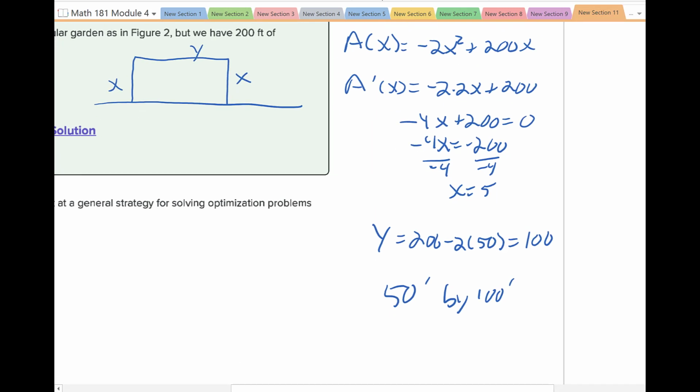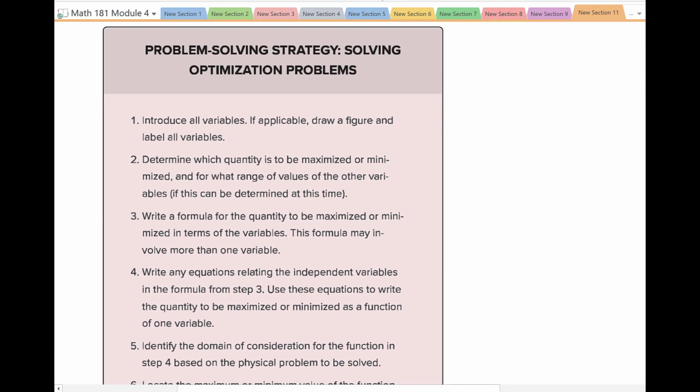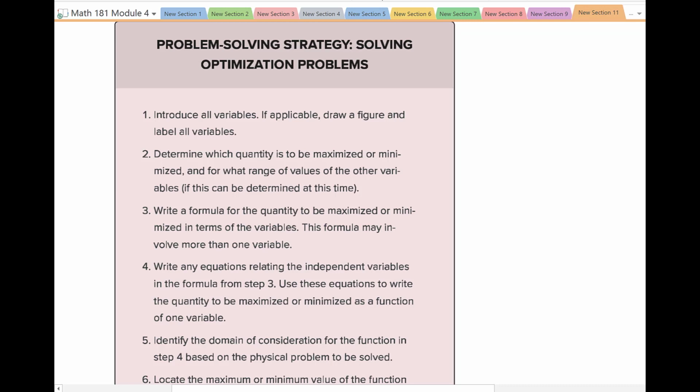Now, the book has this really nice set of steps you can follow for problem-solving strategies. Introduce all variables. If applicable, draw a figure and label all the variables. Determine which quantity is to be maximized or minimized, and for what range of values of the other variables, if this can be determined at this time. Write a formula for the quantity to be maximized or minimized in terms of the variables. This formula may involve more than one variable, as we've seen.